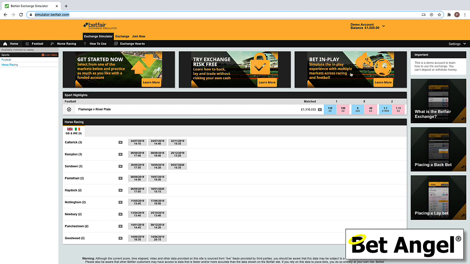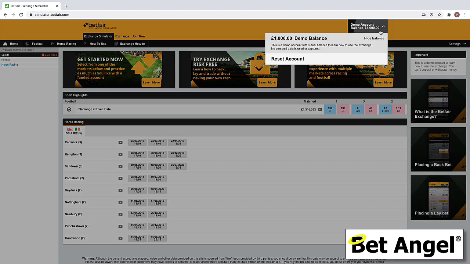Betfair have put some help up here as well to show you what the exchange is, how you place a back bet, and how you place a lay bet. They also give you the concept of in-play betting, which is where you can bet after the event has started. Your account is set up with a demo amount of £1,000.